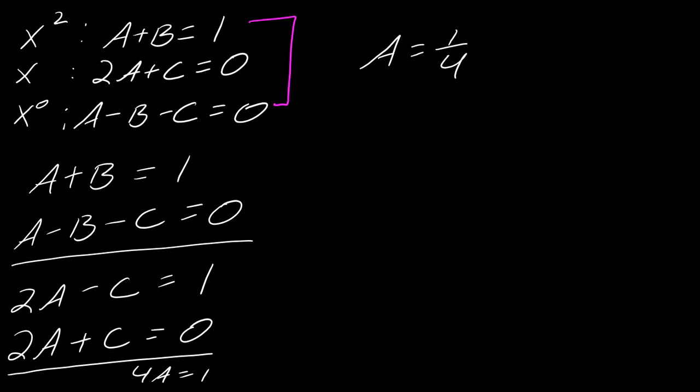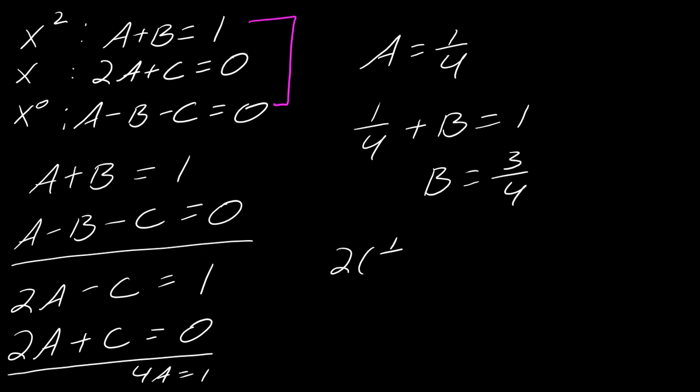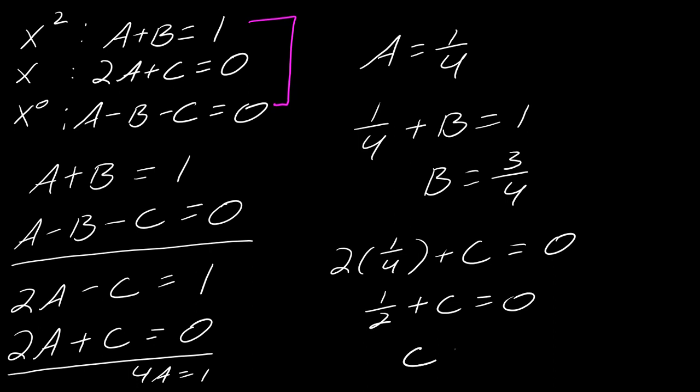So now from here, I can just fill everything else in. So let's see. I will plug a into the first equation. We'll start there. So I'll have 1/4 plus b equals 1. So therefore, b is going to equal 3/4. And then I'll plug in 2 times 1/4 plus c equals 0. So it's going to be 1/2 plus c equals 0. So c is going to equal -1/2. Okay. And so now I've got 1, 2, 3.